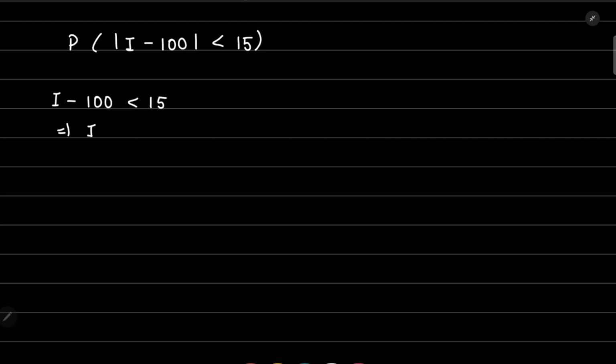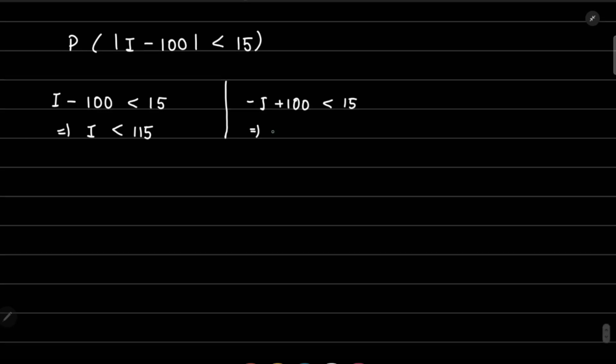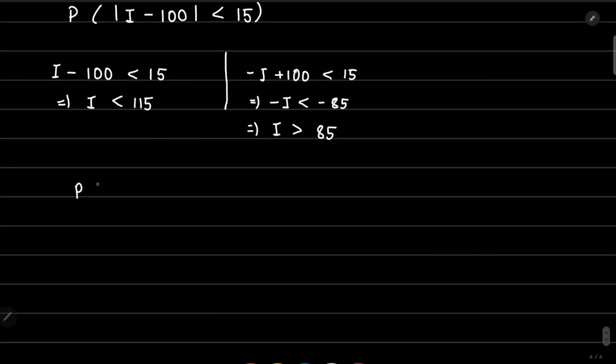I get I < 115. And if I put a minus in front, I get −(I − 100) < 15, which means −I + 100 < 15. From here I get −I < 15 − 100, which is −85. If I cancel out the minus, the inequality sign will flip, so I get I > 85. So basically this question is asking you the probability of I between 85 and 115.